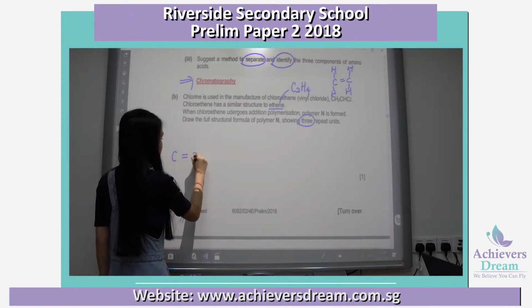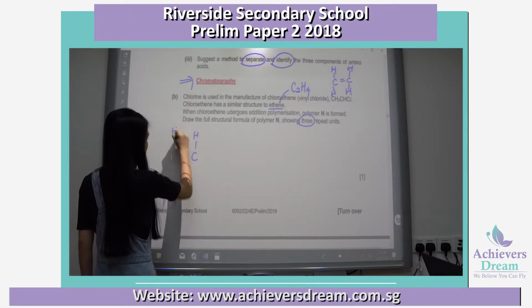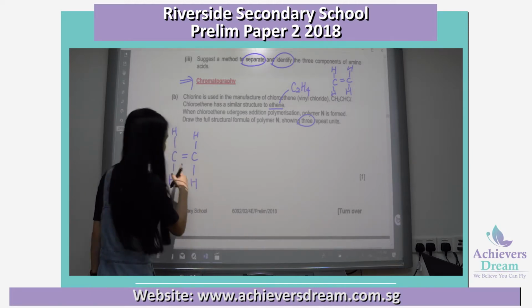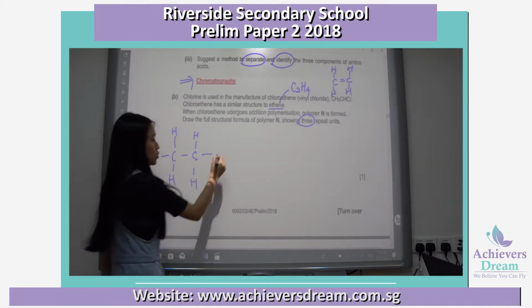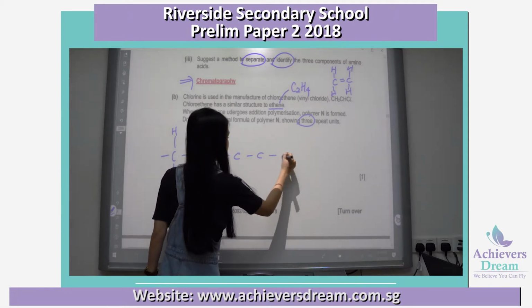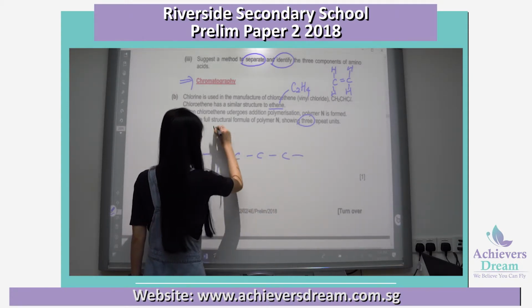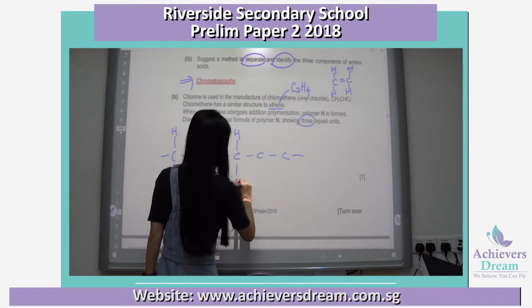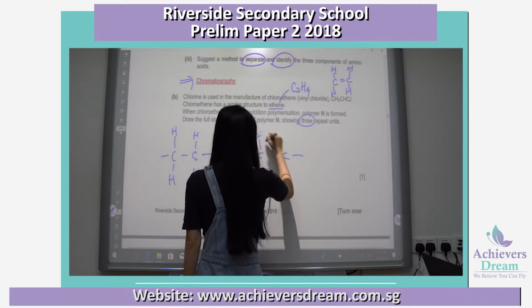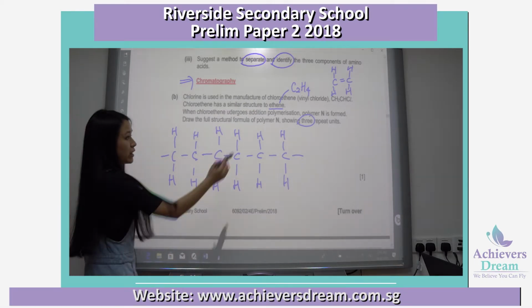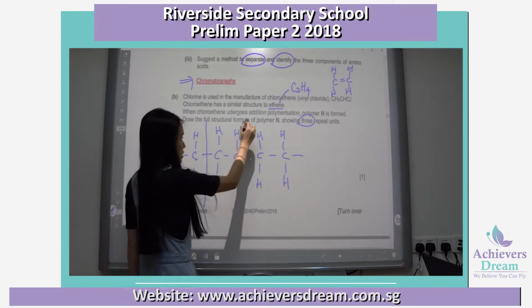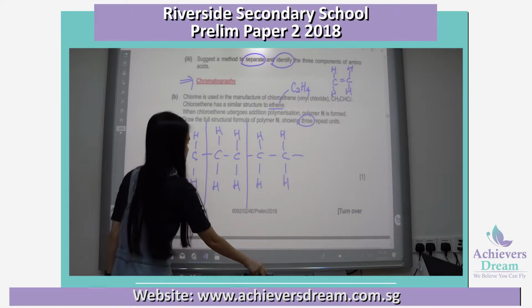What happens when ethene undergoes polymerization? Take note, the double bond will be broken into a single bond. So it means that I will have 3 ethene units formed here. This will be known as your polyethene. Let's check: are there 3 repeating groups? This is 1 repeating, 2 repeating, and 3 repeating.